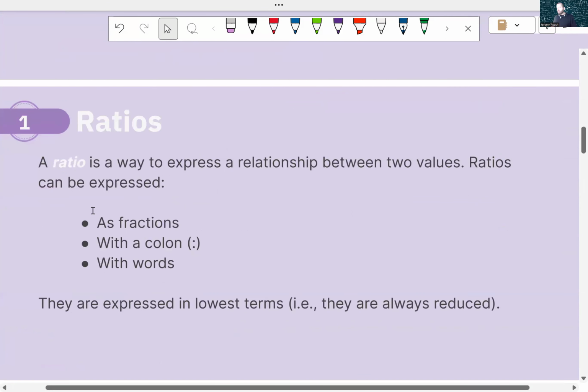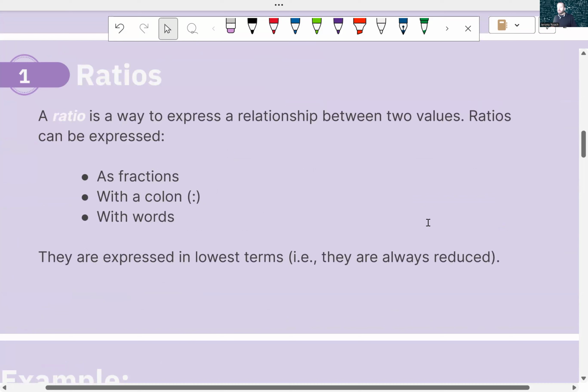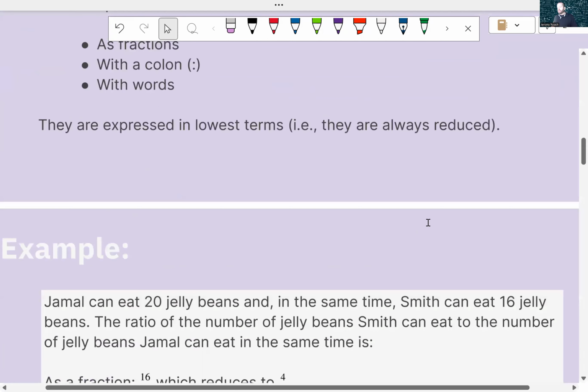So a ratio can be expressed in many different ways. It can be expressed as a fraction. It can be expressed with a colon, or it can be expressed just with words. And I think the easiest way to write a ratio is as a fraction.